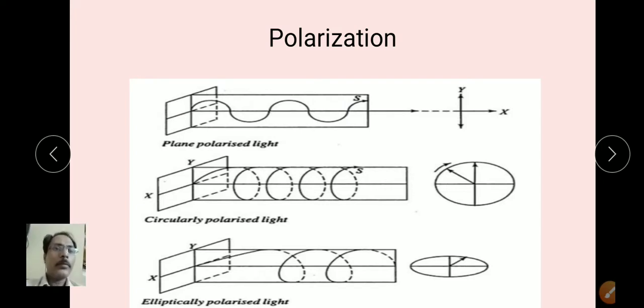Different types of polarization you can see here: plane polarized light, circular polarized light and elliptical polarized light. First see the plane polarized light. If you want to make polarization of light, you require a polarizer. A polarizer is nothing but a plate consisting of a polarizing element. If the light passes through that plate or optical element, the light gets polarized.